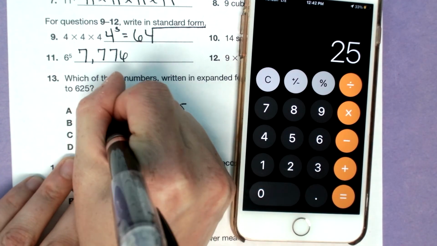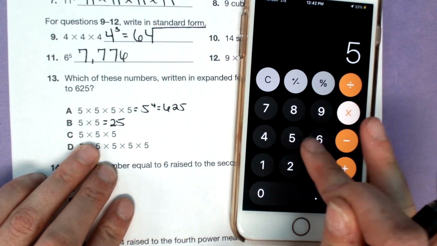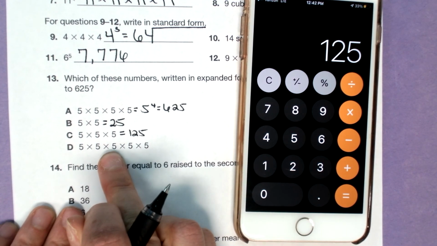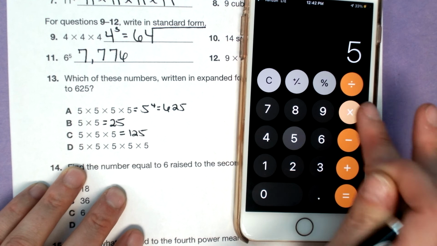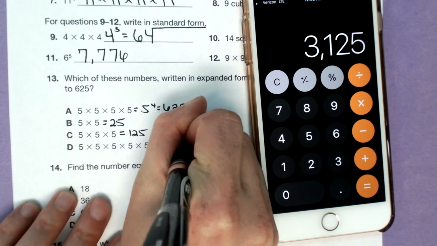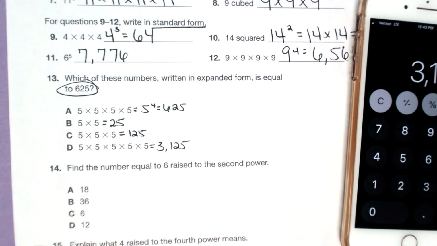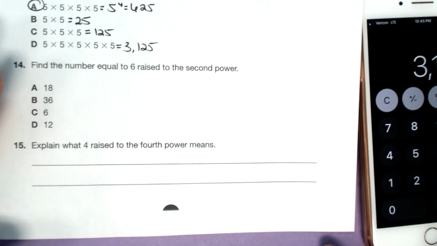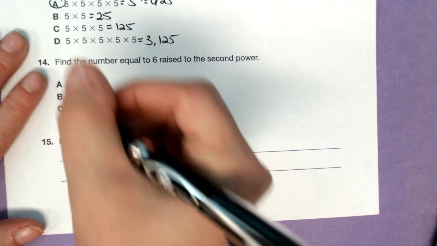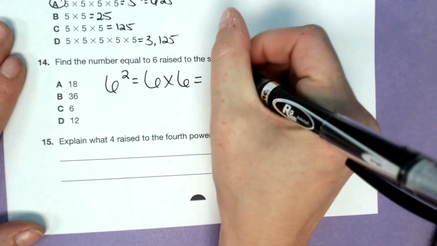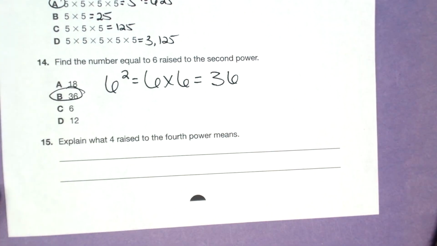All right, 5 to the power of 2. We all know that. That's 25. Okay, 5 to the power of 3. 125. And this is 5 to the power of 5. 3,125. So which of these is equal to 625? Well, the answer is going to be A. Okay. 14 says, find the number equal to 6 raised to the second power. So 6 raised to the second power. Well, that's 6 times 6. I don't need my calculator to know that is 36.